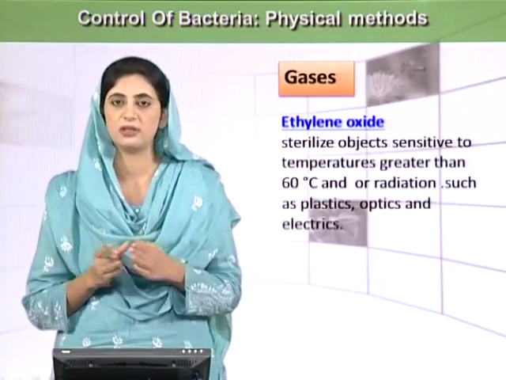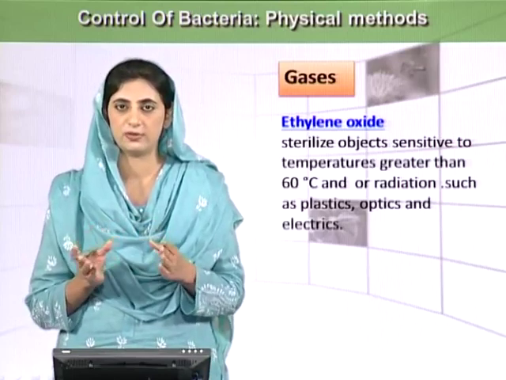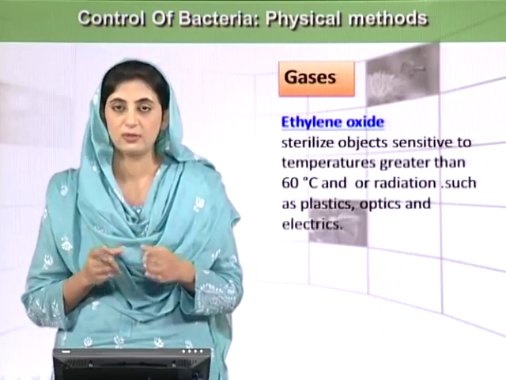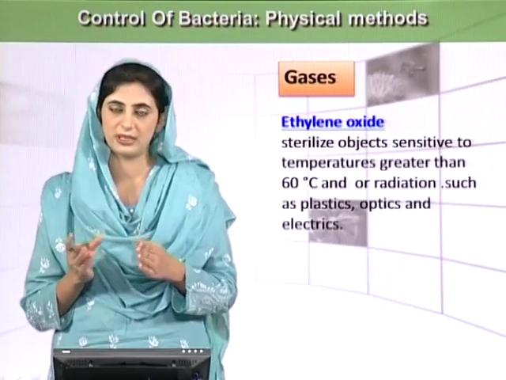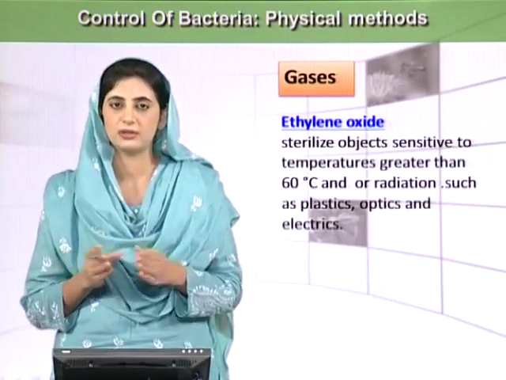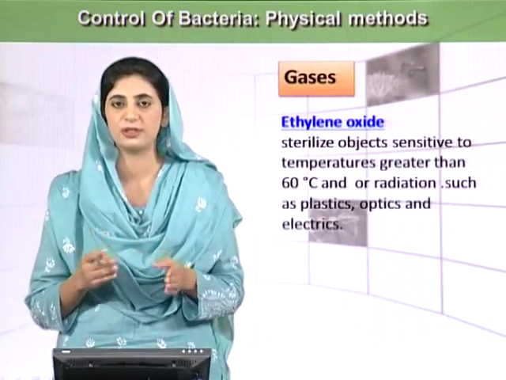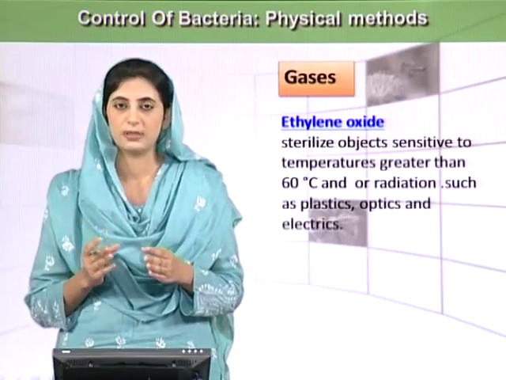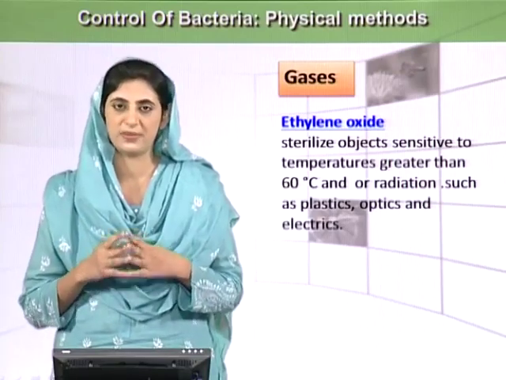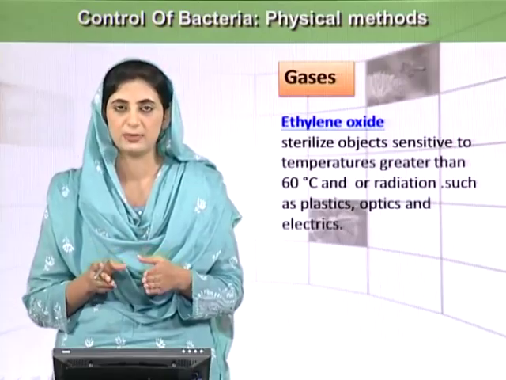And then we have another method, which is the use of gases. For example, we have ethylene oxide, and it is actually used to sterilize objects which can't sustain high temperature, or temperature above 60 degrees centigrade. So plastics, optics, and electrics are usually sterilized by gases.